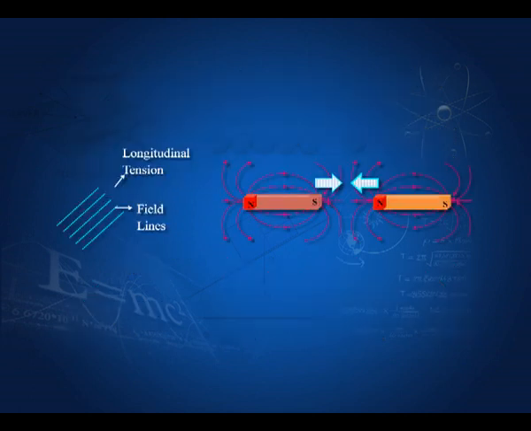Here I have drawn magnetic field lines of two bar magnets, south pole here, north pole here, and the lines go like this, and these lines tend to shorten their length, and therefore there is this force of attraction between the two magnets.